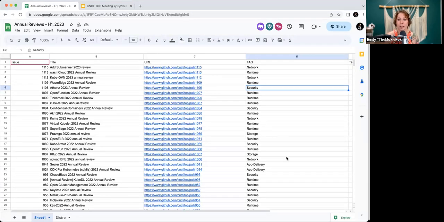Ricardo, thank you for the catch on OpenELB. Let me make that change here. I'll have to go back in and fix the label on the issue. If a TOC member would like to be able to do that, that would be lovely.